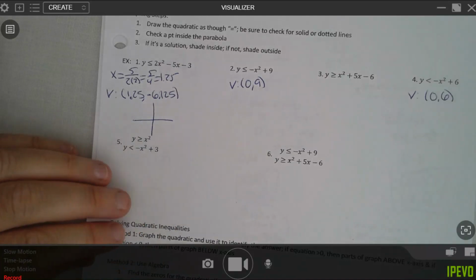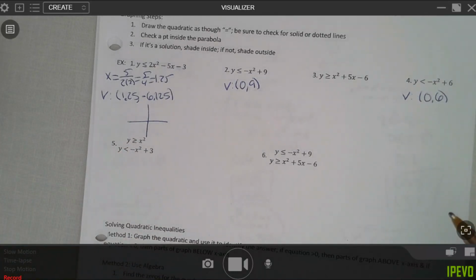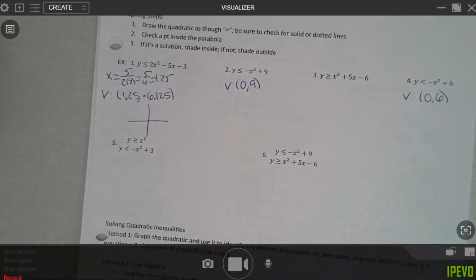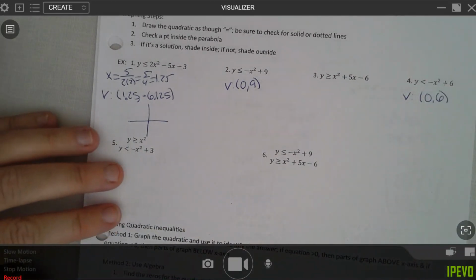All right, today we're going to be graphing and solving quadratic inequalities. So first we're going to do the quadratic inequality up here, and just graph a singular one, then I'm going to show you what it looks like to graph when you have two of them.